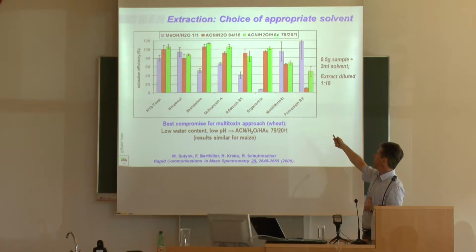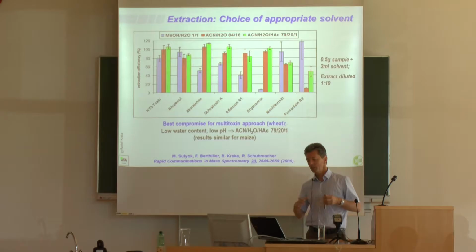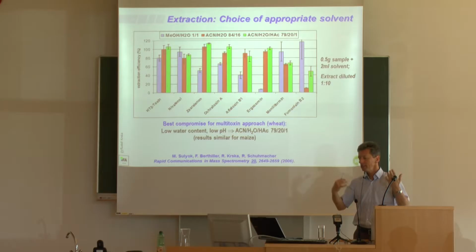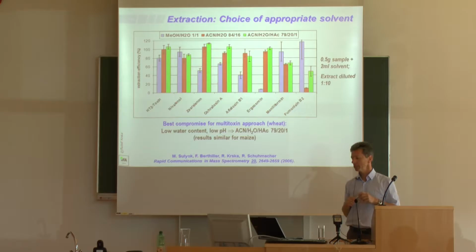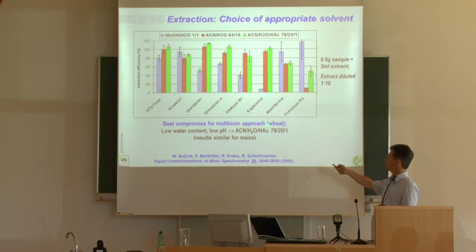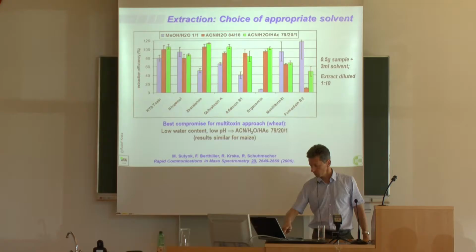By adding acetic acid to acetonitrile water, we actually, in green, could still achieve reasonable recovery, but for fomonisin B2, still not a fantastic recovery, but it's getting there. Under these circumstances of having to find a compromise, it can be considered as something like a reasonable recovery. So best compromise for multi-toxin approach, in this case for wheat: low water content, low pH, and in this range of acetonitrile water, acetic acid 79-21.